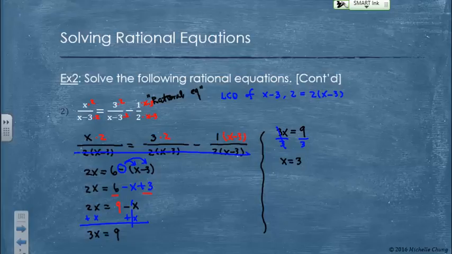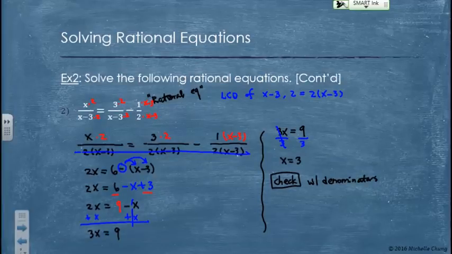Again, we have to check the solution because this is a rational equation. Check with denominators. The denominator that has a variable is only one kind, which is x minus 3. So if you plug in 3 here, we will have 3 minus 3. And oh, what happened? This is 0, right? So even though we found x equals 3, this solution makes our denominator 0, so it cannot be our solution. And do we have any other solutions? No. So the solution is no solution.